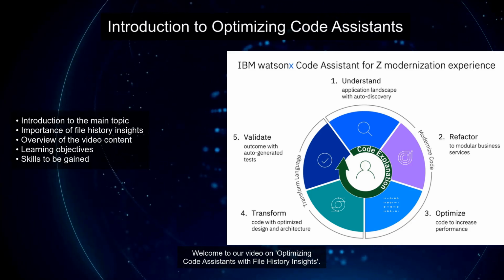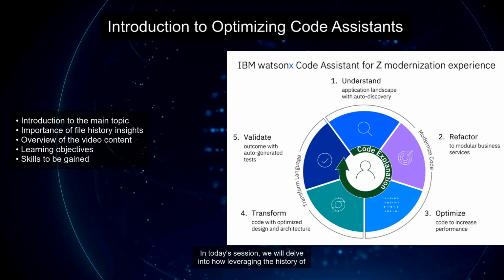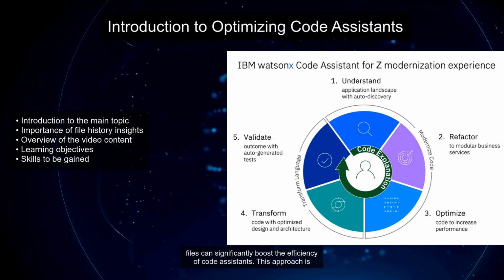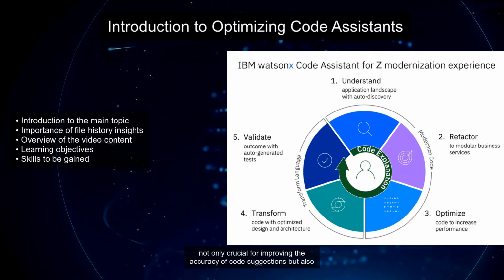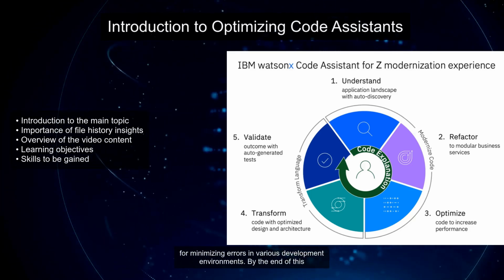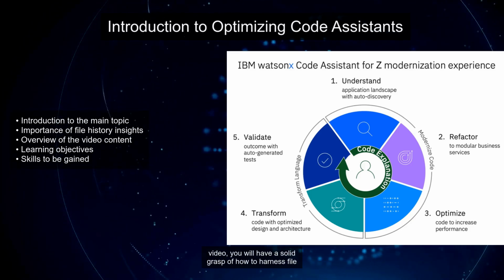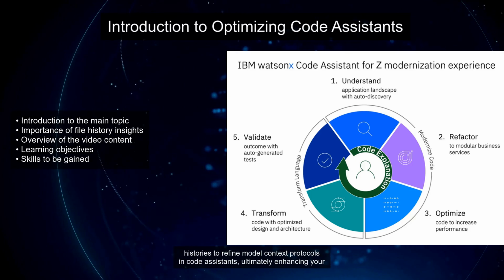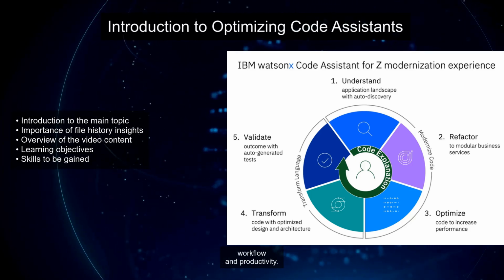Welcome to our video on optimizing code assistance with file history insights. In today's session, we will delve into how leveraging the history of files can significantly boost the efficiency of code assistance. This approach is not only crucial for improving the accuracy of code suggestions but also for minimizing errors in various development environments. By the end of this video, you will have a solid grasp of how to harness file histories to refine model context protocols and code assistance, ultimately enhancing your workflow and productivity.